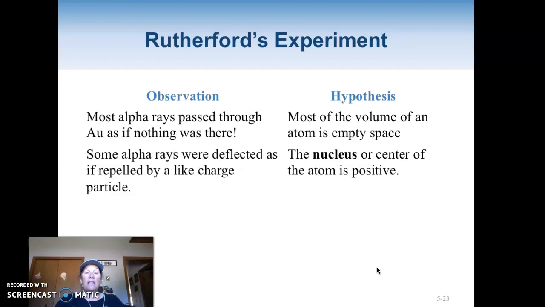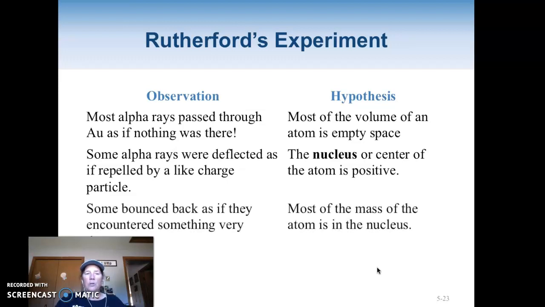And he said it was positive because remember, electrons are negative, so the nucleus must be positive, which is what it is. Now the nucleus has two things. It has the protons and the neutrons, but remember the neutrons don't have any charge. So you have a positive middle and a negative outside. So they must have encountered something very dense.